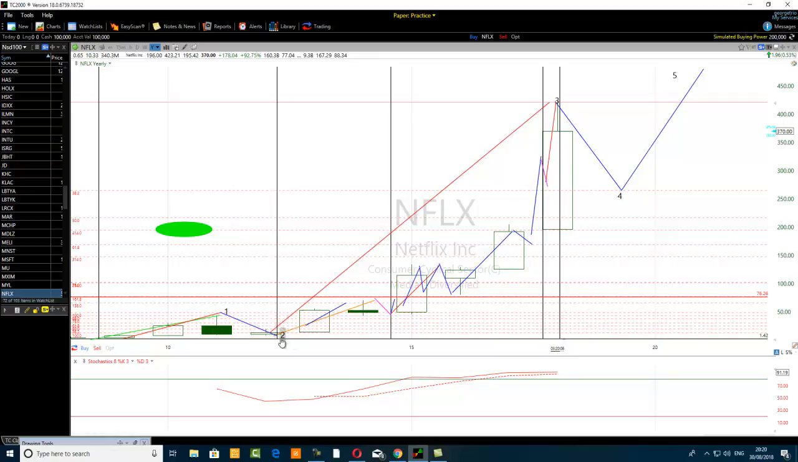So this is what we see. First wave of a higher degree, second wave of a higher degree, third wave of a higher degree, probably the fourth wave of a higher degree is underway. And if that is being formed, we'll have the fourth wave of a higher degree, followed by the fifth wave of a higher degree for Netflix stock.